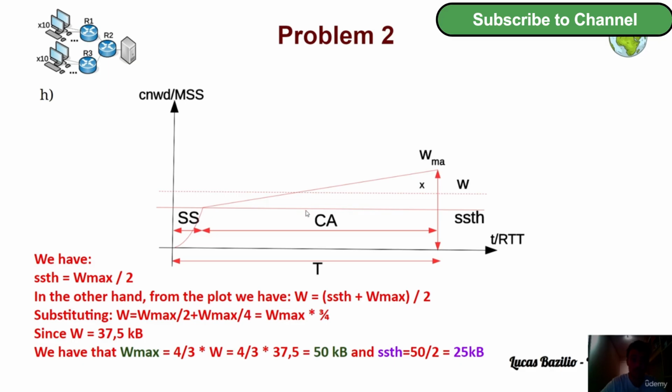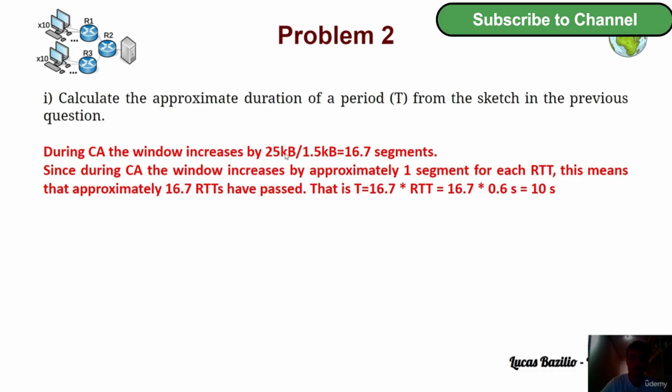Very simply, we can divide this difference, the 25 kilobytes, by the value of a maximum segment size. Remember that one maximum segment size is 1500 bytes, the same as 1.5 kilobytes. Since we have the numerator and the denominator in the same unit, we can simplify, and so now we have the value in segments. If we divide 25 by 1.5, this gives us 16.7.